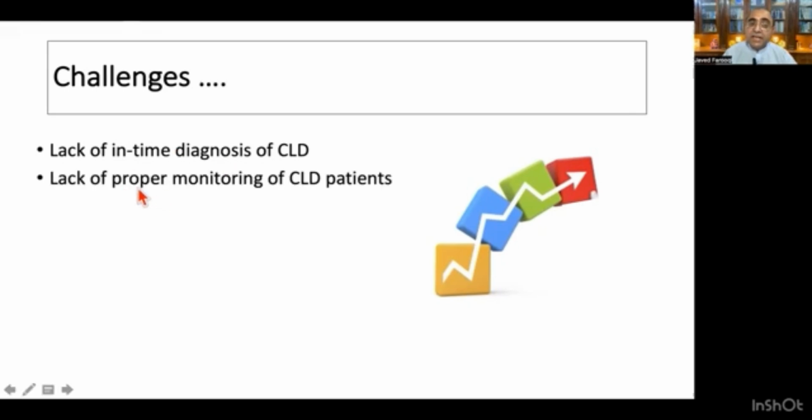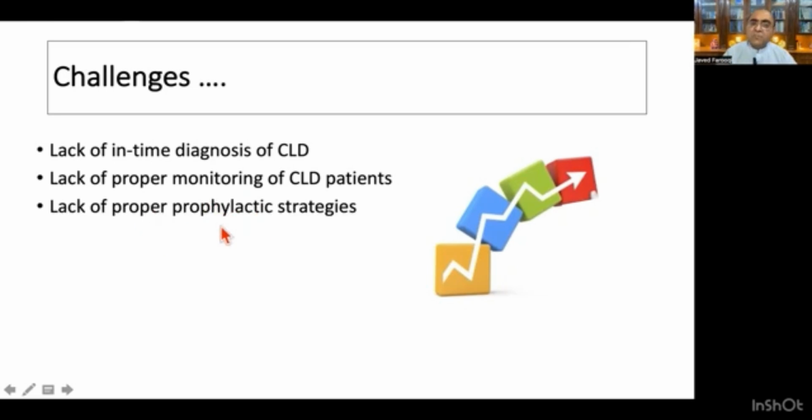The second challenge is the lack of proper monitoring of chronic liver disease patients. This patient used to go to his doctor, and the doctor was probably mainly concerned with the diabetes and hypertension, and his liver status was not properly monitored. And at the time the patient presented, he had huge ascites, upper GI bleed, was in coma, and even had a space occupying lesion. So this is the second challenge.